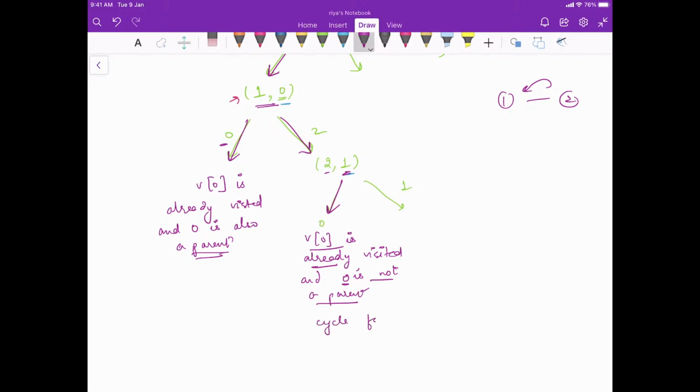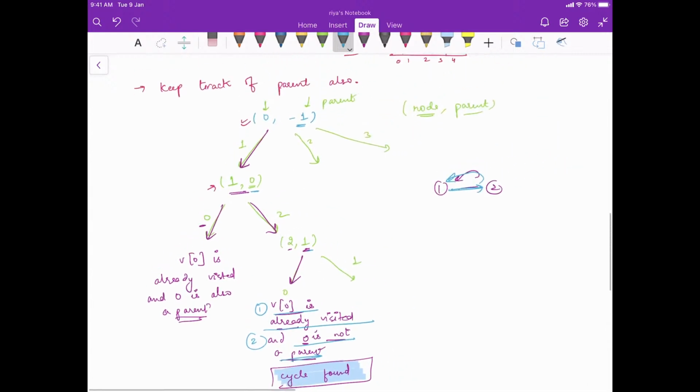That cycle is found. So that will be the case. If we have to check cycles in an undirected graph, two conditions have to be satisfied. First, the node should be already visited, and second, that node should not be a parent, right? Because if it is a parent, then most likely the case is that you were at 1, you went to 2, and now you are coming back to 1, right? So if that is the case, I can simply say that the cycle is detected.